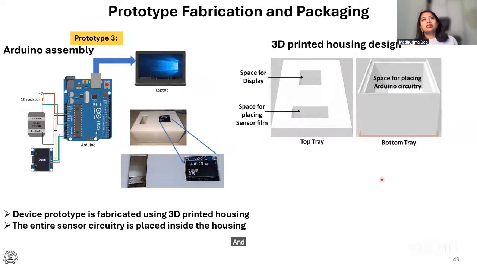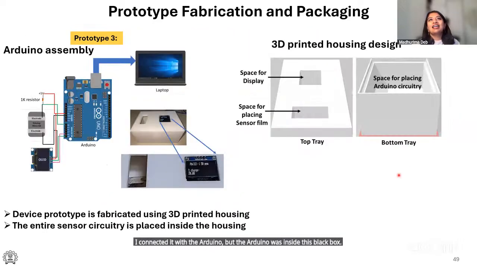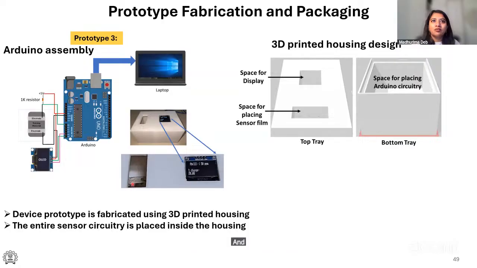And the third iteration, where I took the whole assembly, so in the previous one also I connected it with the Arduino, but the Arduino was inside this black box. And here the whole Arduino and the sensor assembly was inside this white box, and a slight part of the sensing substrate can be seen from this hole. And this is how my sensor is connected to the external circuitry. It just needs 5 volt.